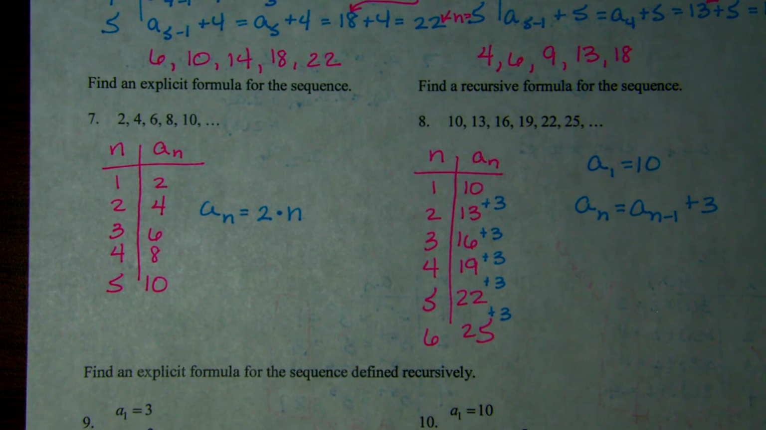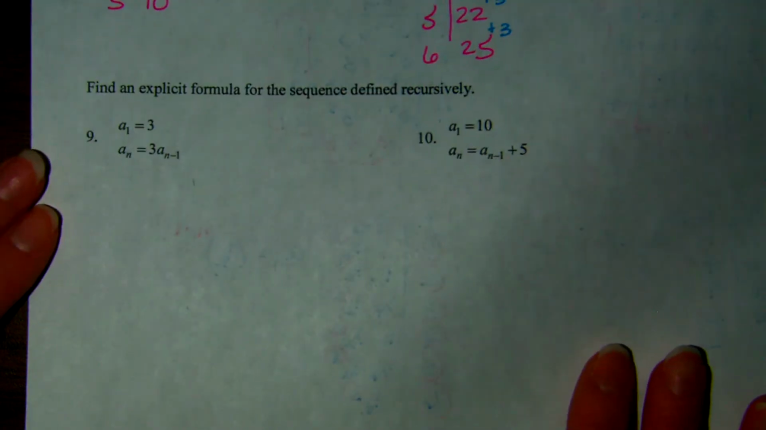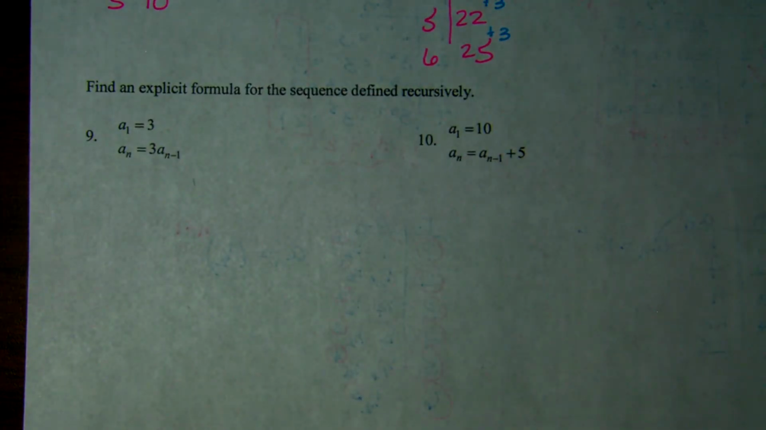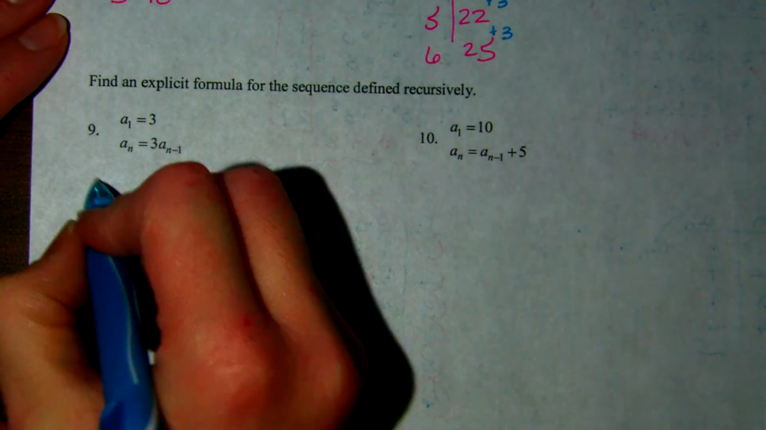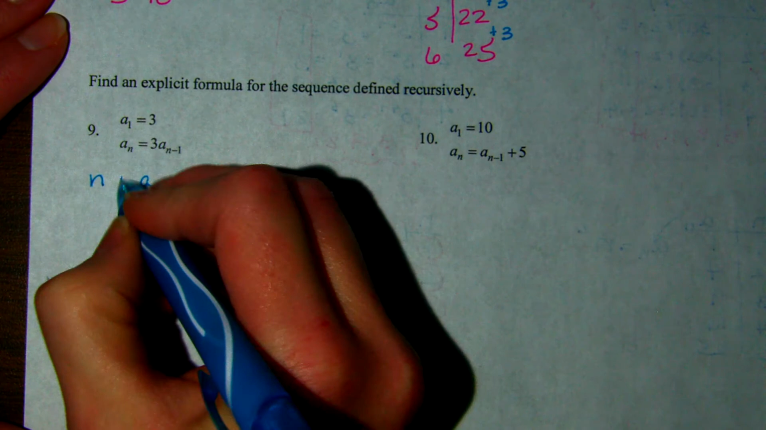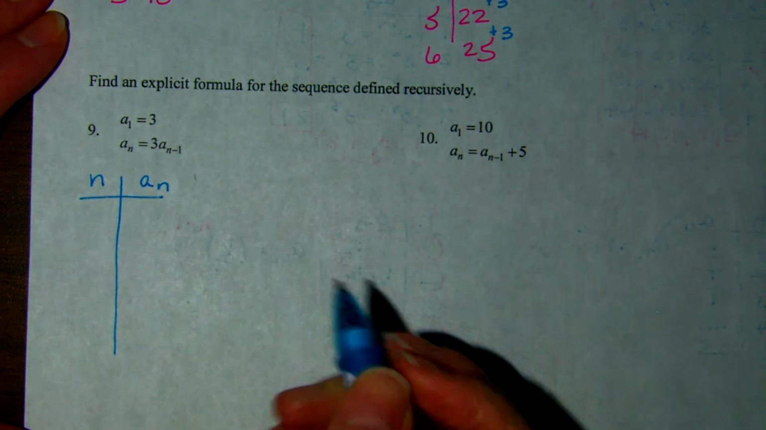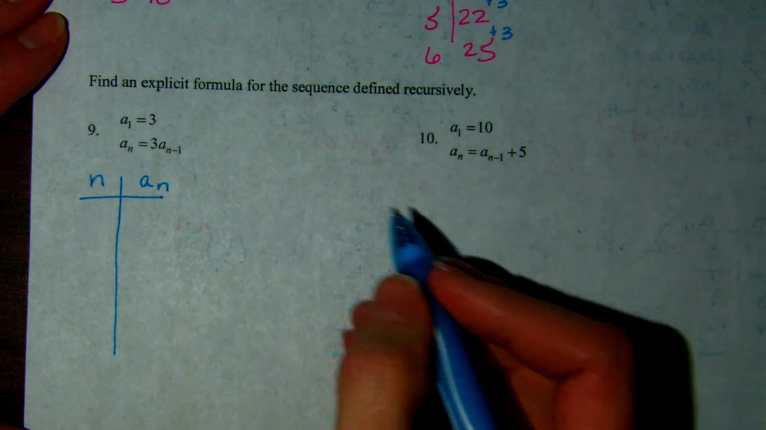All right, and so that's 9 and 10, where they say, all right, I gave you this recursive formula, but I want you to write an explicit formula that will allow me to find the terms in that sequence without having to know the first term. And so the way we do that is we, again, make tables of the first several terms and see if we can find the relationship between them.